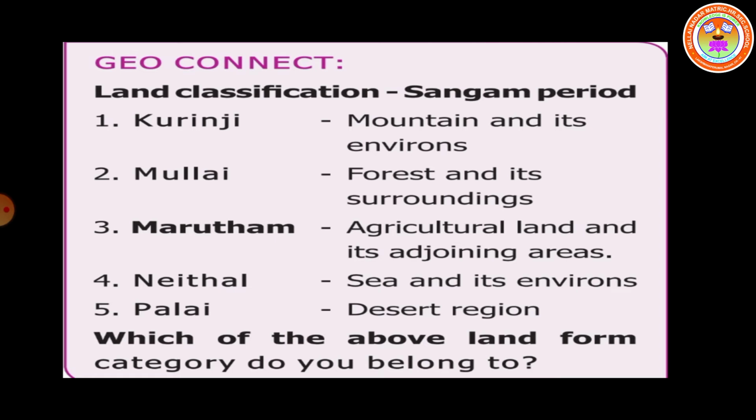Next, forest regions are called Mullai. Next, cropland, that is agricultural land, is called Marudam. Next, coastal areas, that is seashore areas, are called Neidal. Next, desert regions are called Palai. What are the 5 landscapes of Tamil Nadu? Kurunji, Mullai, Marudam, Neidal, Palai. During the Sangam age, the landforms were called Kurunji, Mullai, Marudam, Neidal, Palai.